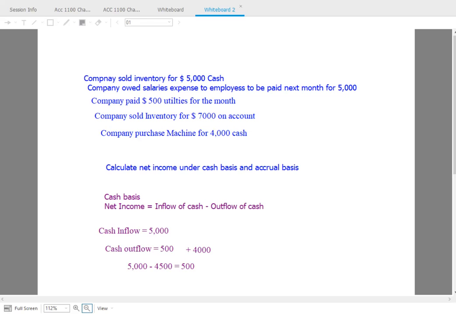2, company owed salaries expense to employees to be paid next month. Is this an expense? Yes, because the employees worked for my company. I benefit from their effort, so I have to record the expense even if I'm going to pay it next month. Because I benefit from them, I have an expense. So expenses is equal to $5,000.